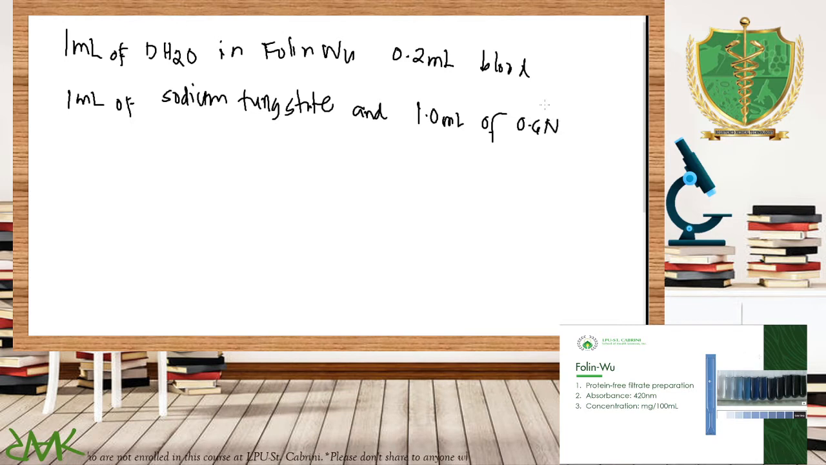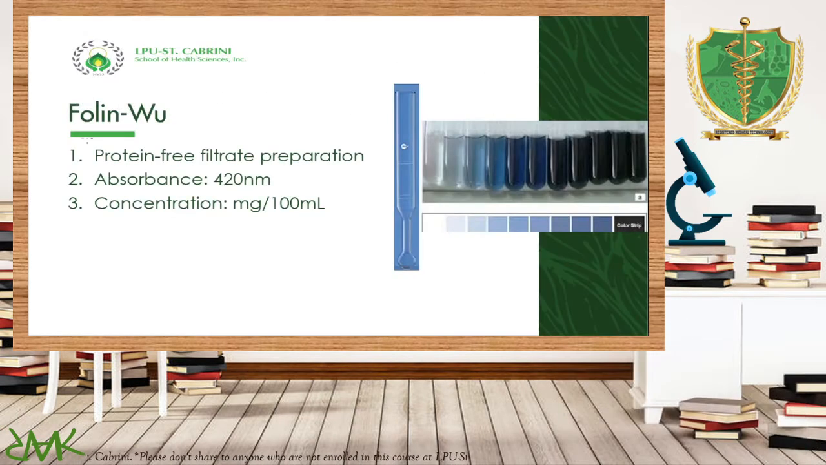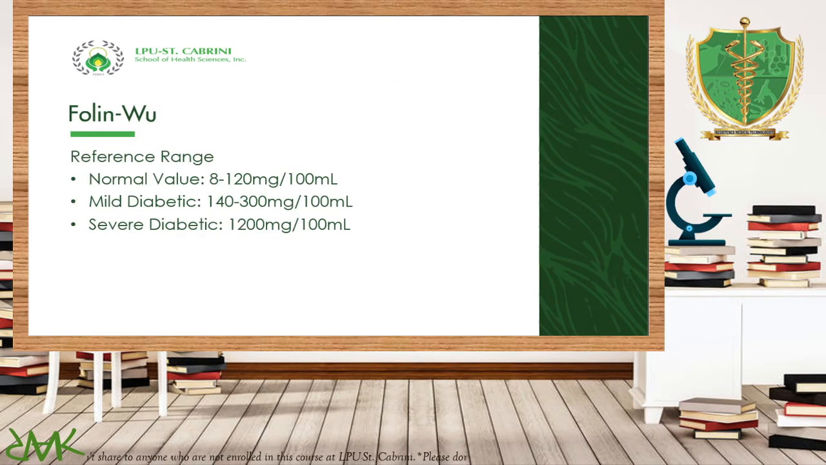Now, after doing these things, we have to filter our suspension or our solution and then centrifuge it. After that, we already have our protein-free filtrate ready for the analysis. That is the sample that will be used for our laboratory test. Again, the concentration of Folin-Wu is expressed as mg per 100 ml and it is read at an absorbance of 420 nanometers.